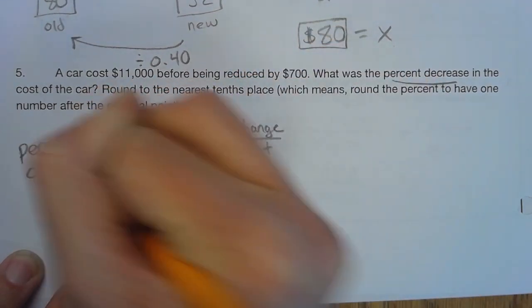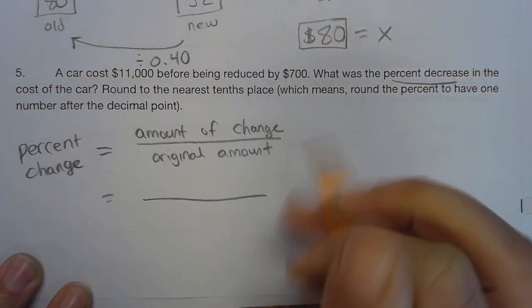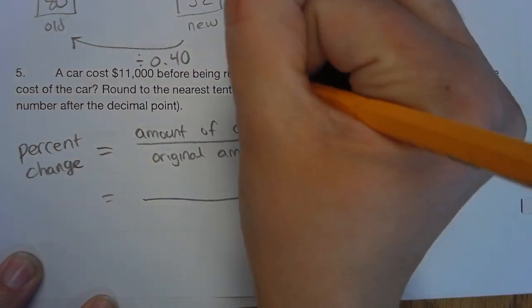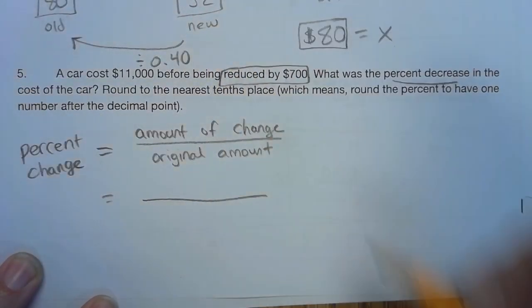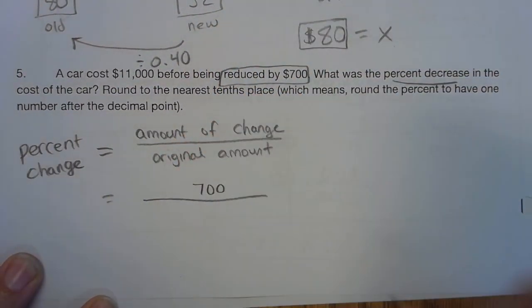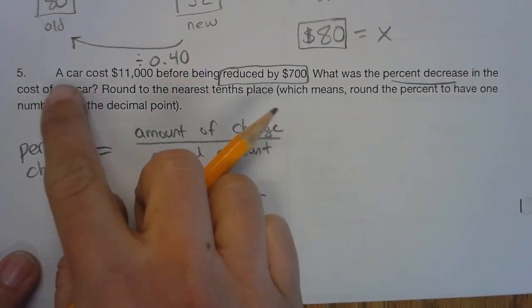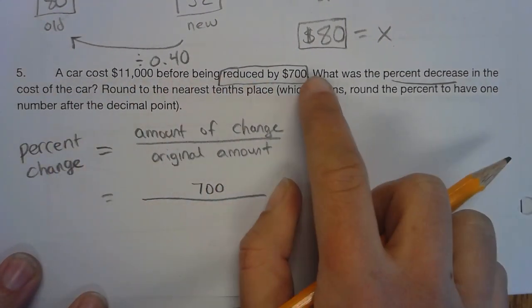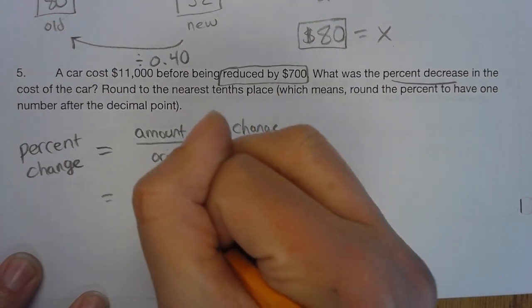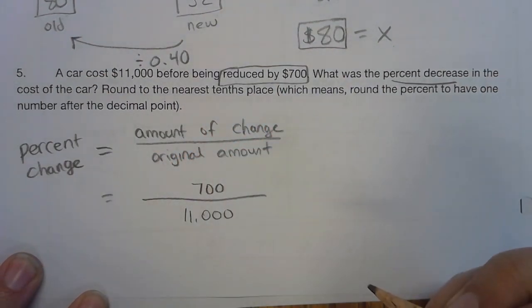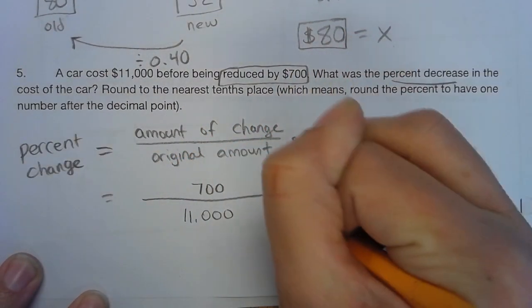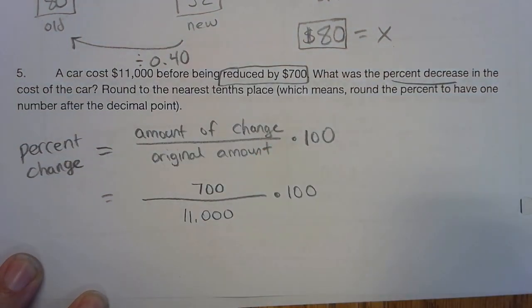So in this case, we don't have to do much work to find the amount of the change. They just tell us it. It's reduced by $700, so we're going down by $700. And it said the car before being reduced by $700 was $11,000. So that's the original cost. Then if you divide that, you'd get the decimal form of the answer. We can multiply by 100 to get the percent form.